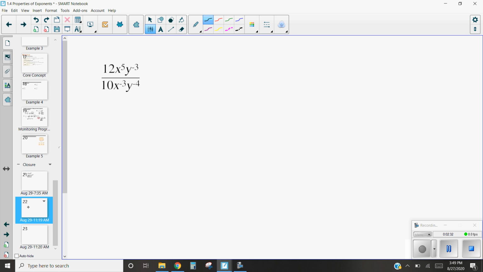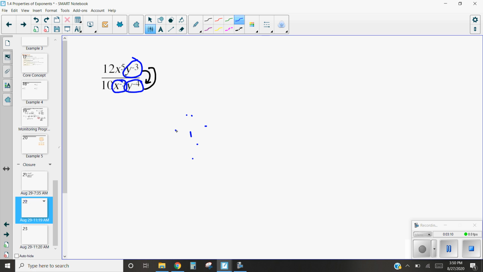Now let's take a look at this next one. Here we go. The very first thing I want to do is move the negatives to their respective locations. So this negative here is going to be moved down. So we have that y to the negative 3, which I'm going to shift down to my denominator there. And I have my x to the negative 3 that's going to shift up, and my y to the negative 4 that's going to shift up. So all of those are going to shift in their respective directions there.